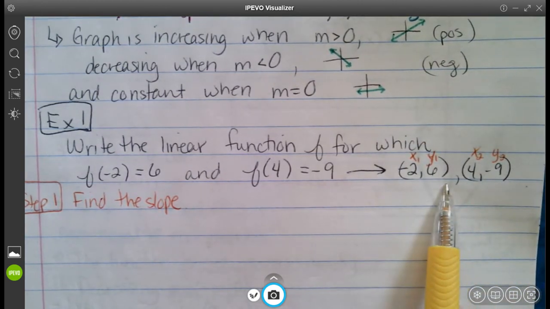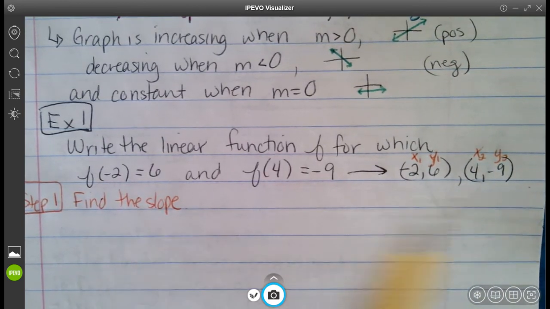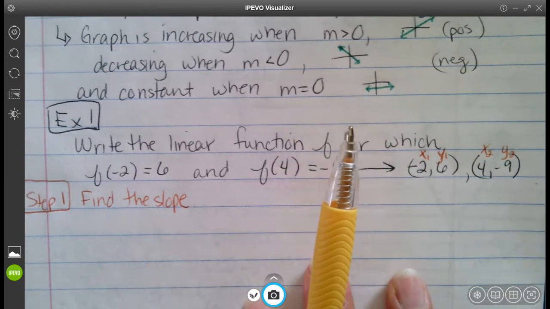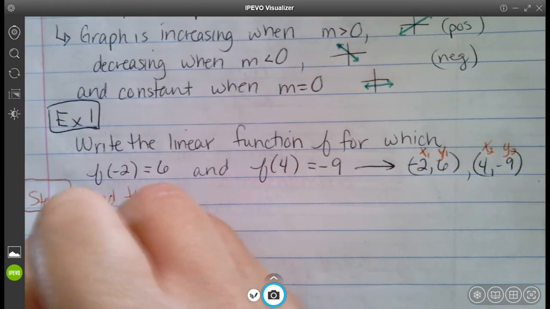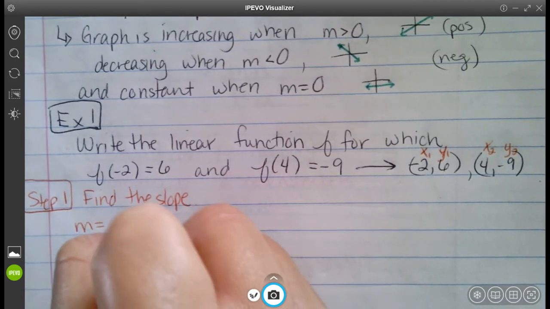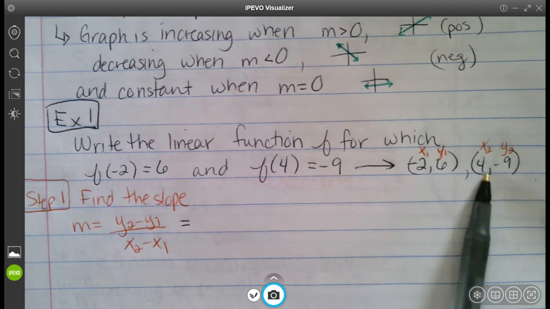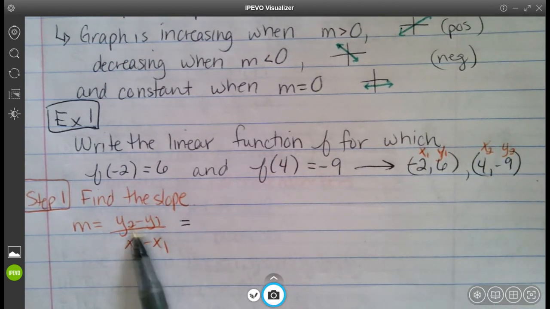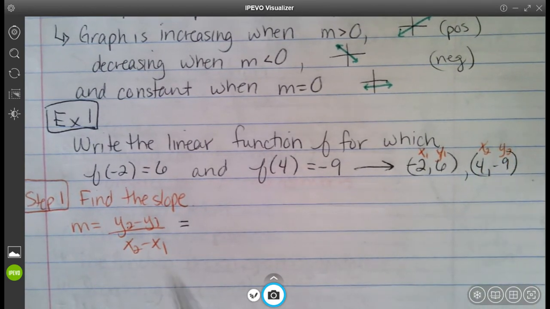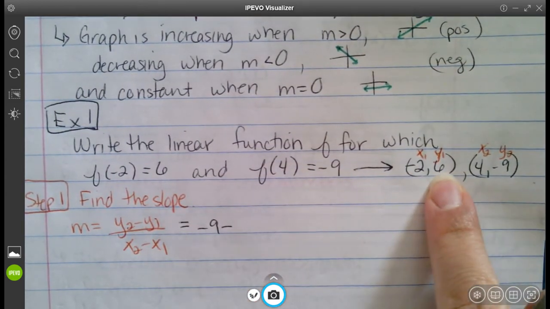The reason I'm doing that is because I'm going to find the slope first. Remember that the slope uses these four numbers. So just a reminder, your slope is equal to y2 minus y1 over x2 minus x1, which is the difference in y divided by the difference in x. So I'm just going to plug this in. I'm going to go a little quickly here because we've done this before. So y2 is negative 9, so negative 9 minus y1, which is 6.